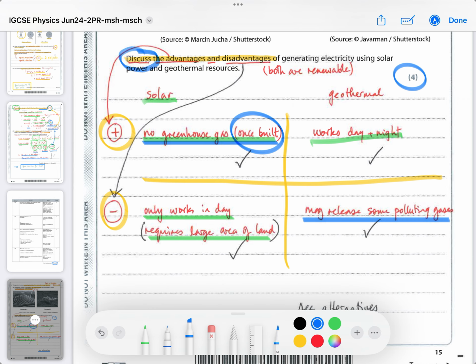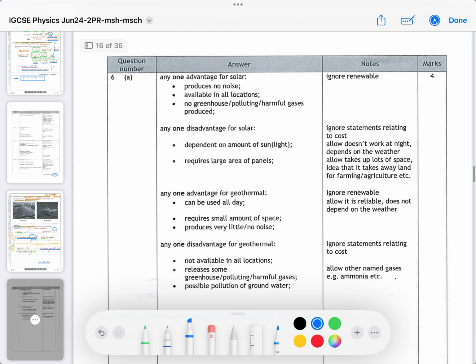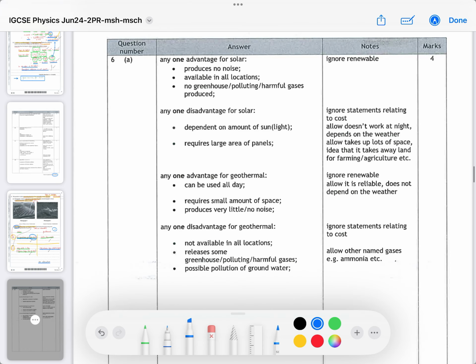Discuss means don't just bullet point it. Talk about the differences between them. So you may need to pad it out a bit. So here's the mark scheme. Advantages, disadvantages. I'm not going to read through them. I'll let you stop the video and see if you've done the paper, whether you would get the marks or whether you've laid it out in a clear enough manner. Okay?